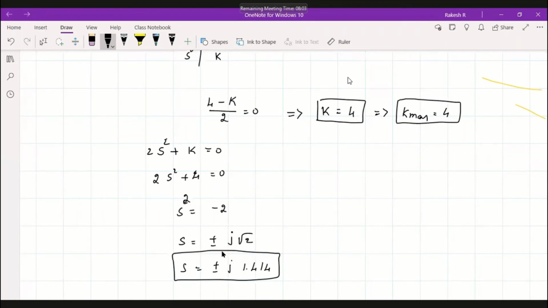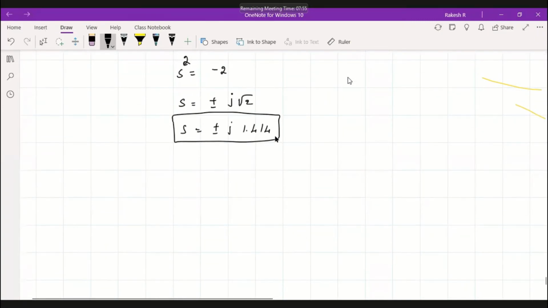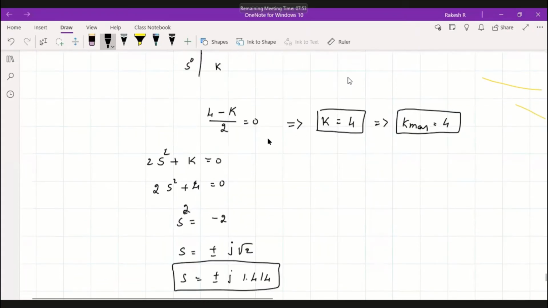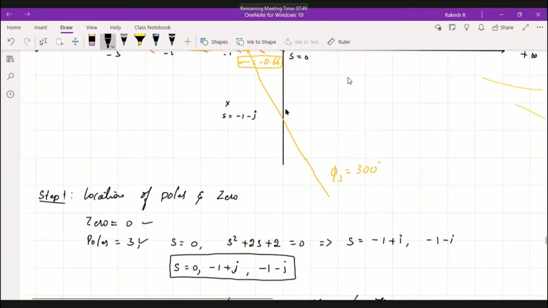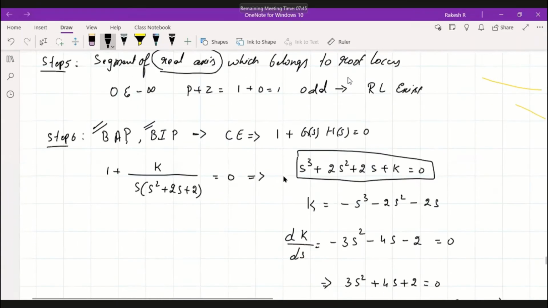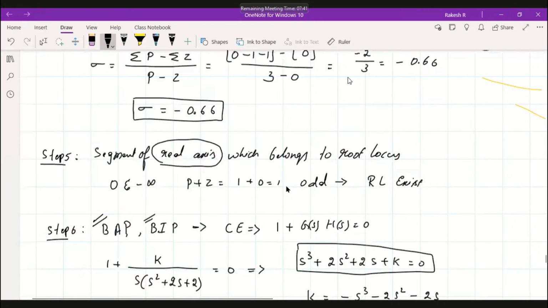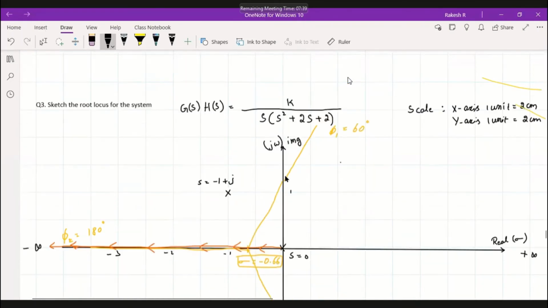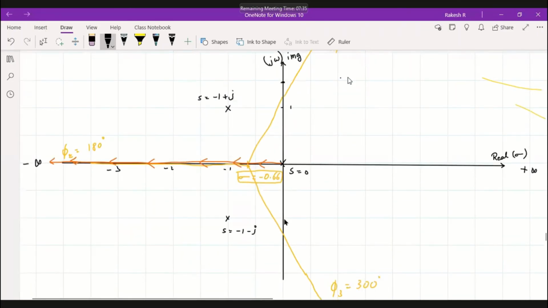Now what you need to do is mark this on the imaginary axis, where the root locus crosses the imaginary axis. One point was 1.414, and 1.414 will be somewhere here. This is the point where it crosses the imaginary axis.